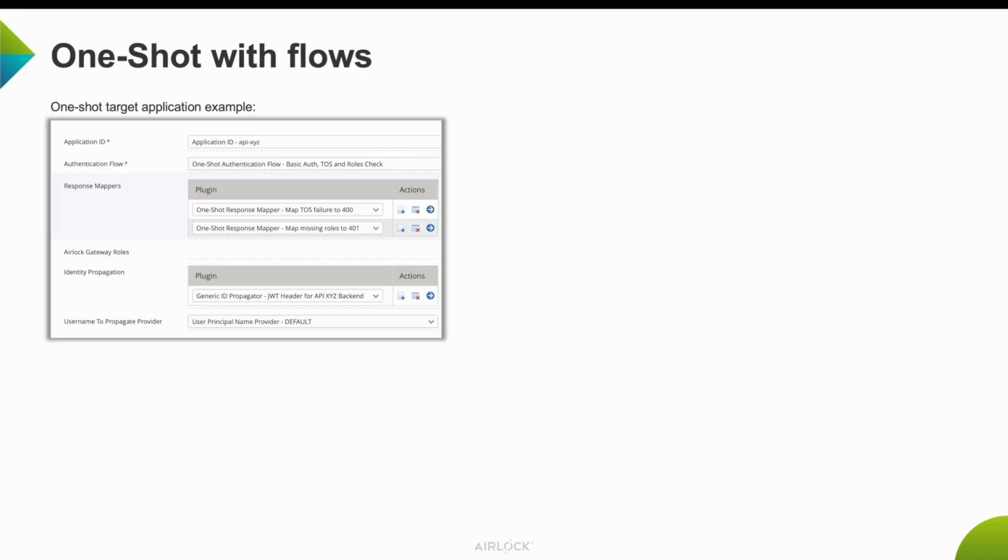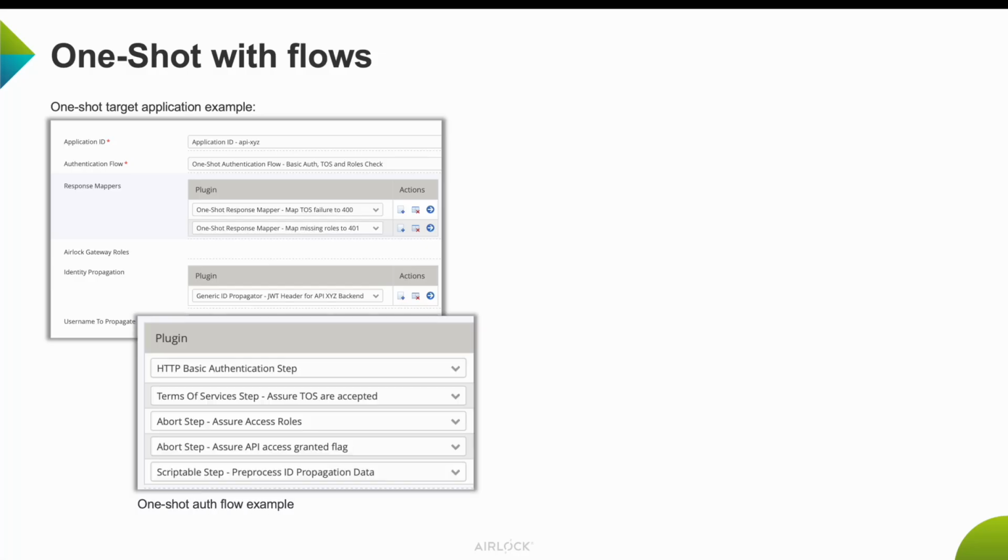This screenshot shows a one-shot target application configuration example. The one-shot target application here now has an application ID. There is a flow. You have response mappers to map flow step responses to responses sent back to the gateway. And then there is the identity propagation and username to propagate provider as usual. A flow could look like the following.